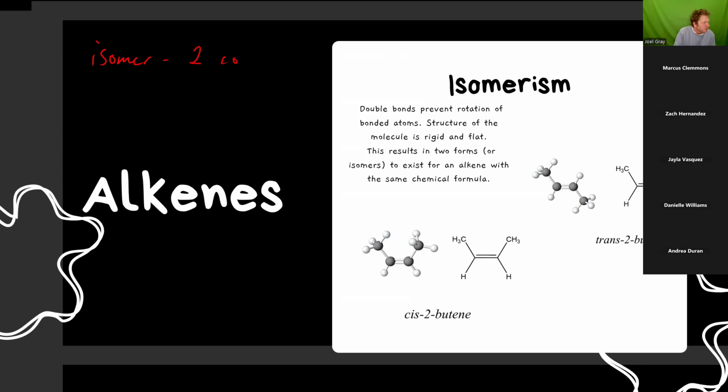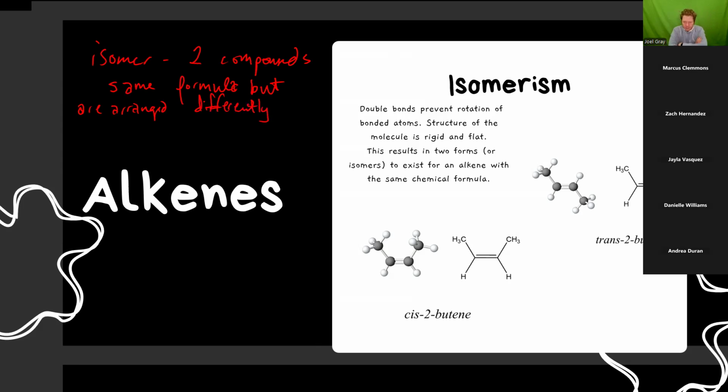Two compounds that are the same, or they have the same formula, but are arranged differently. Okay, so that's kind of a complicated concept.